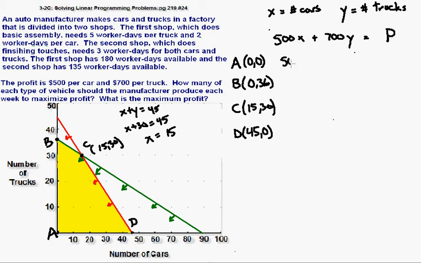So here we have 500 times 0 plus 700 times 0 equals 0 profit. Here I have 500 times 0 plus 700 times 36, which is going to give us 25,200.